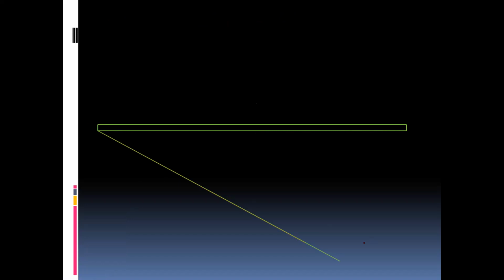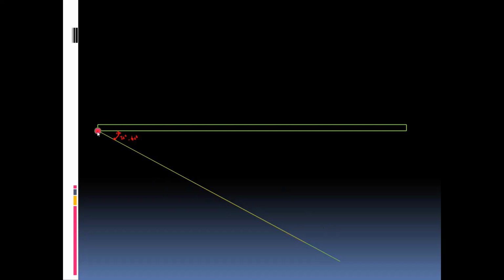Draw one line from this point. So this is the inclined line. You can take any angle. You can take this 30 degree or even 40 degree. It doesn't matter. So draw one line inclined to the horizontal line. Now with the help of compass, cut the arc of equal radius. So this is how you can cut the arc on this inclined line.